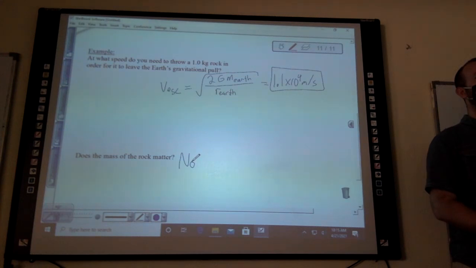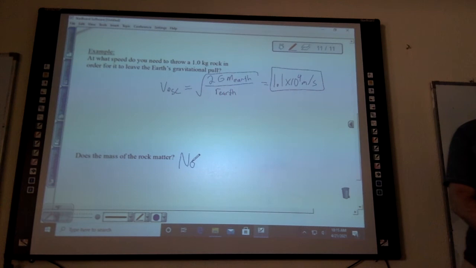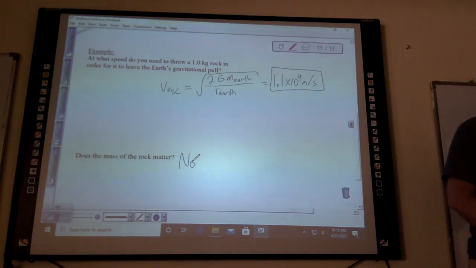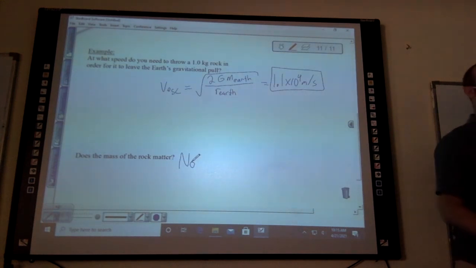Do they actually launch rockets like this? No, this is assuming there's no air friction. Yeah, so this is again in our idealistic high school physics mode.